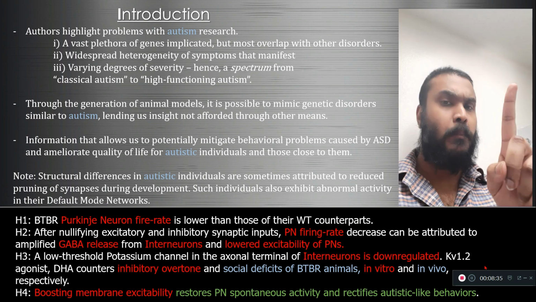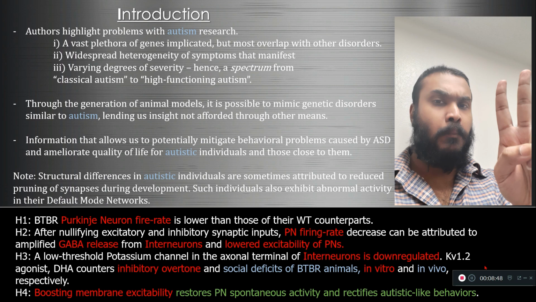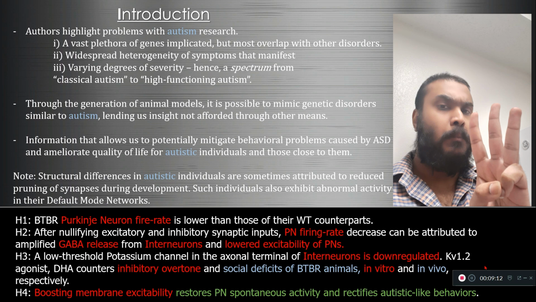So hypothesis 1: BTBR Purkinje neuron firing rates in BTBR rats are going to be lower than those of WT counterparts. Hypothesis 2: after nullifying excitatory and inhibitory synaptic inputs, the Purkinje firing rate decrease can be explained by amplified GABA release from interneurons, which also results in lowered excitability of Purkinje neurons. Hypothesis 3: a low threshold potassium channel in the axonal terminal of interneurons is downregulated.